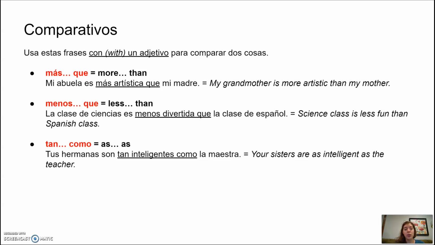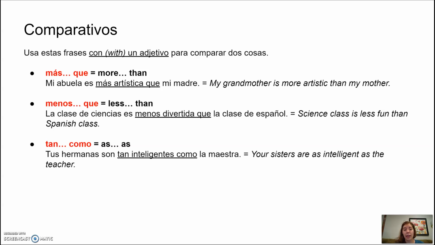Comparativos. Usa estas frases con un adjetivo para comparar dos cosas. Use these phrases with an adjective to compare two things. Más que significa more than. Mi abuela es más artística que mi madre. My grandmother is more artistic than my mother.